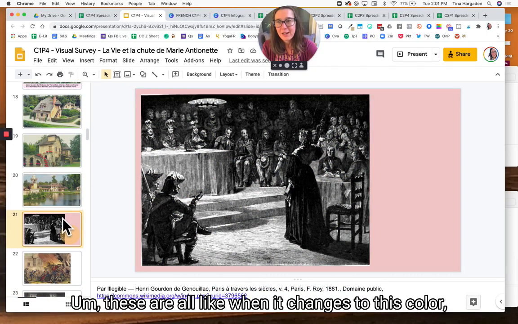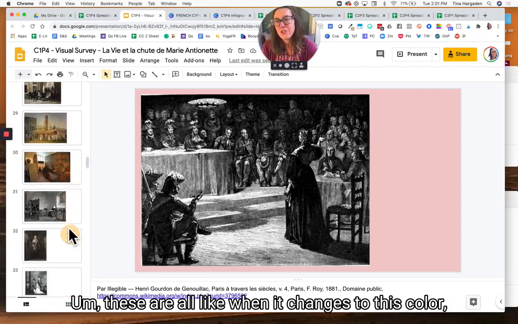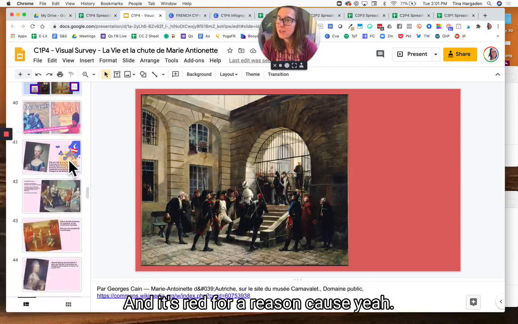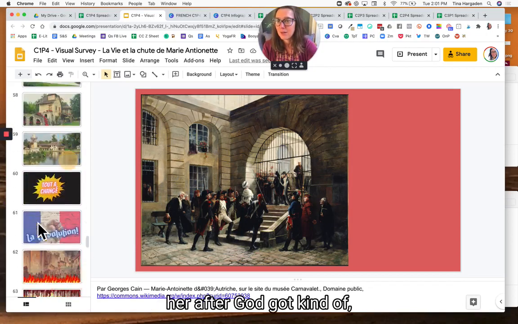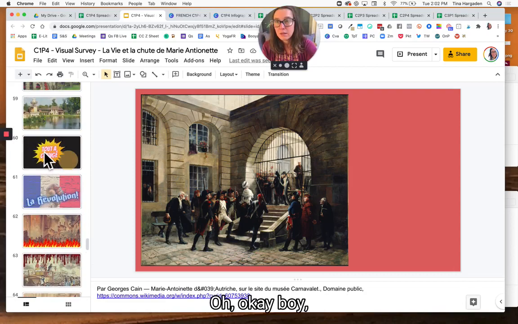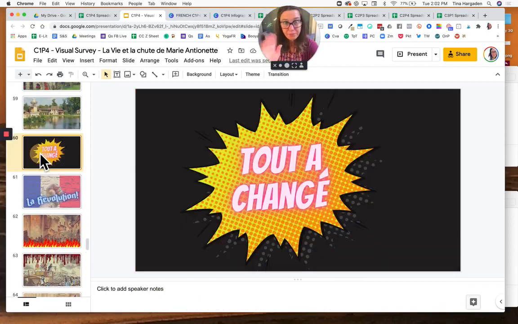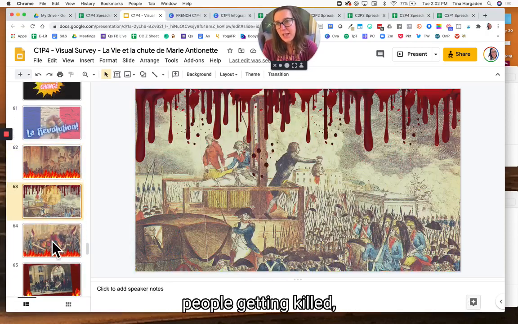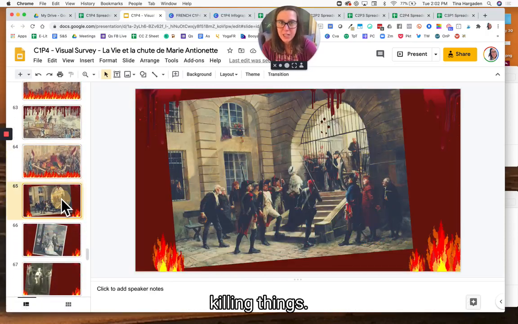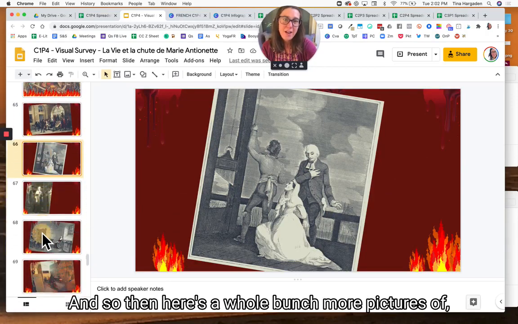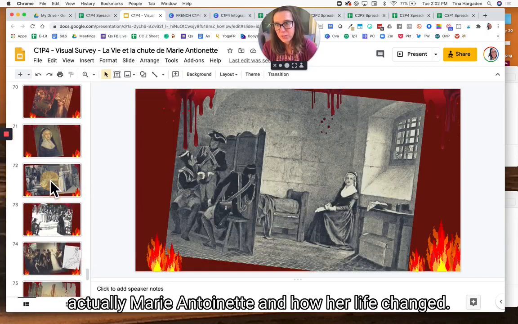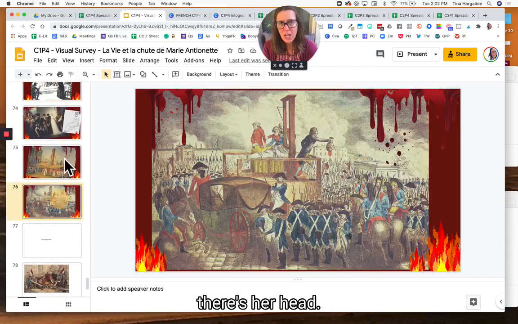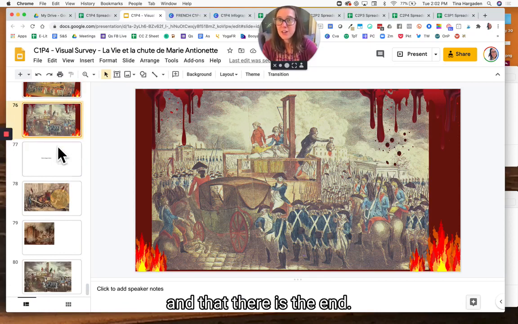These are all when it changes to this color, these will all be after, and it's red for a reason, because her after got kind of, oh, I see. Oh, okay, boy, this needs changed. But anyway, everything changed, the revolution started, and things were burning, people were getting killed and burning things and killing things. And then here's a whole bunch more picture talks of Marie Antoinette and how her life changed. And then, of course, oh no, there's her head, yikes. And that there is the end.